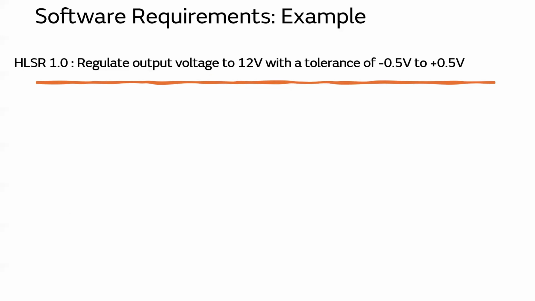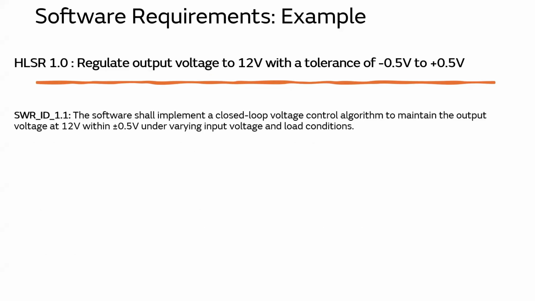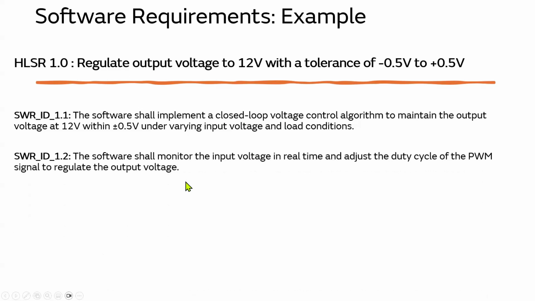First, I may need a control system which will allow me to regulate. So I need to say that the software shall implement a closed loop voltage control algorithm to maintain output voltage of 12 volts within that tolerance. Yeah. So it means to achieve this, I need a closed loop control system. And then I may need another requirement. I also need to monitor the input voltage in real time, to adjust the duty cycle.